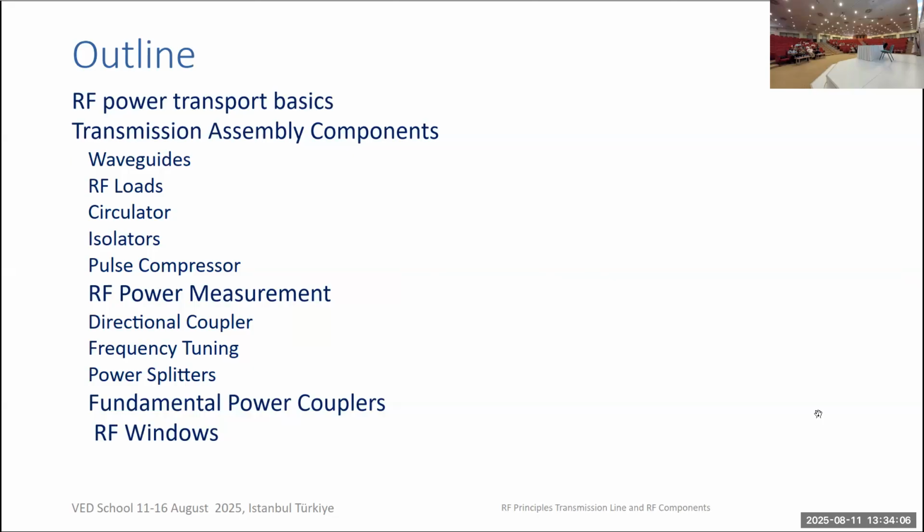Why is a pulse compressor used? Sometimes we have low power devices or amplifiers, and we want a high power pulse. So some waveguides can be designed to compress that pulse. The magnitude with which it is compressed, its amplitude is increased by the same factor. Then we shall talk about RF power measurements.